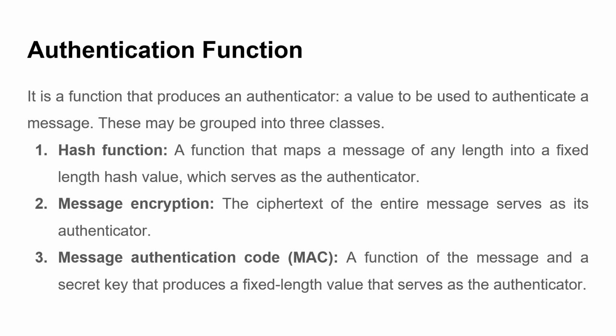And the second thing is message encryption. The ciphertext of the entire message serves as its authenticator. So next is the message authentication code. It is a function of the message and the secret key that produces a fixed length value, and by verifying this fixed length value only, we will be authenticating.